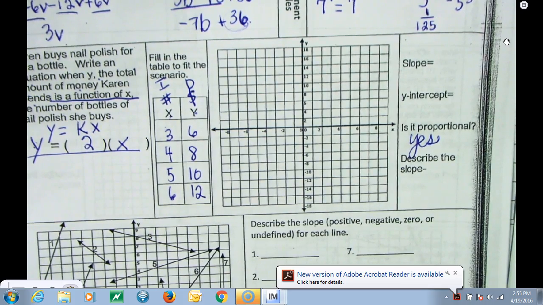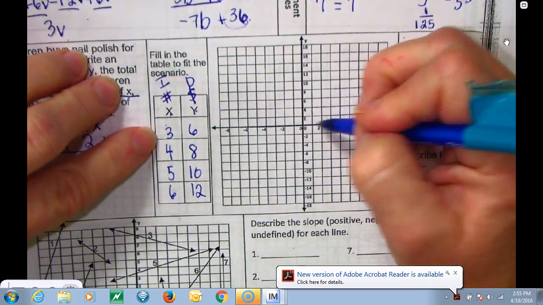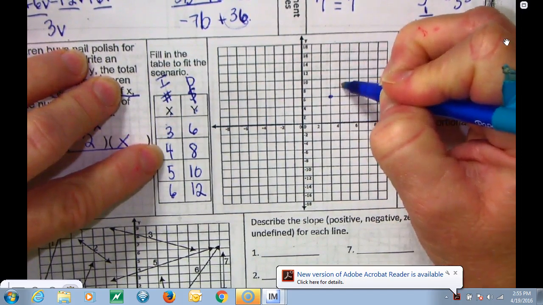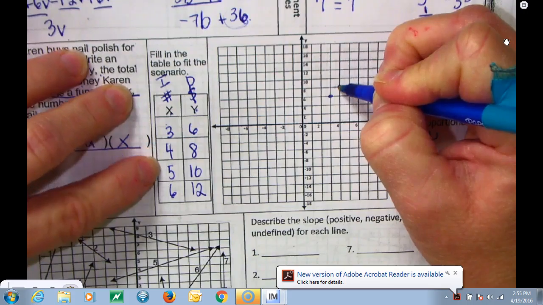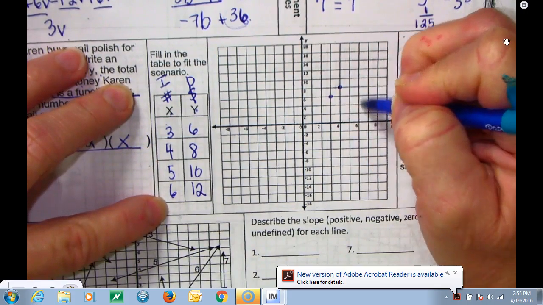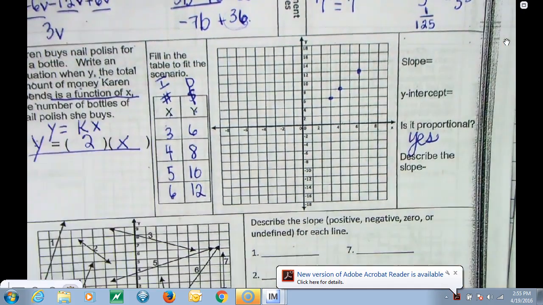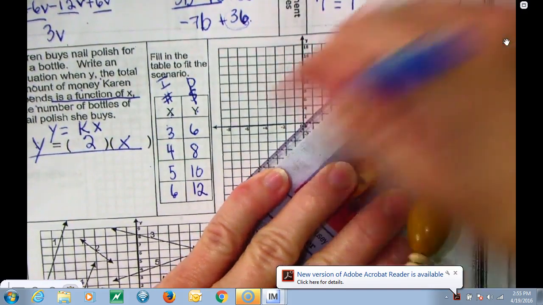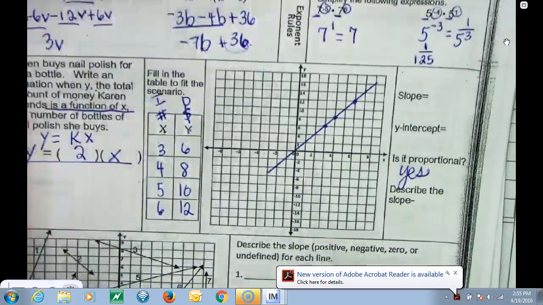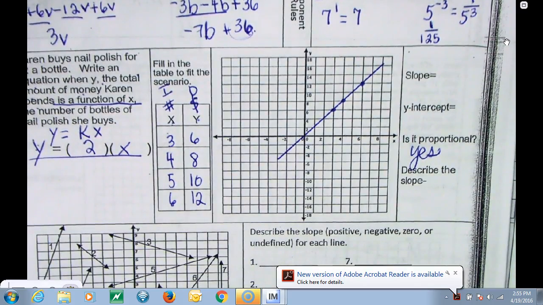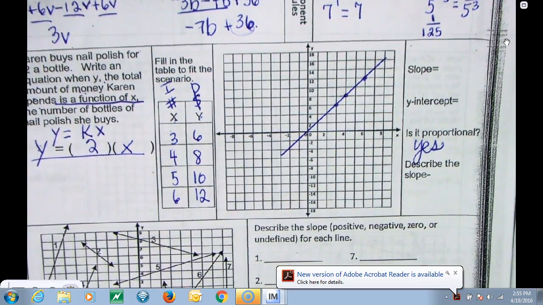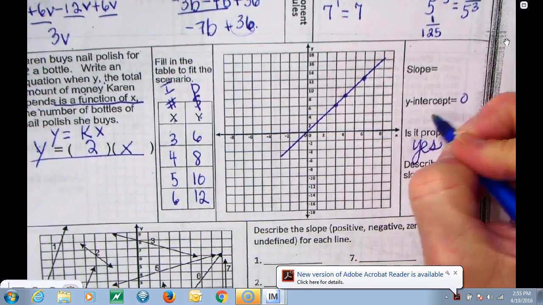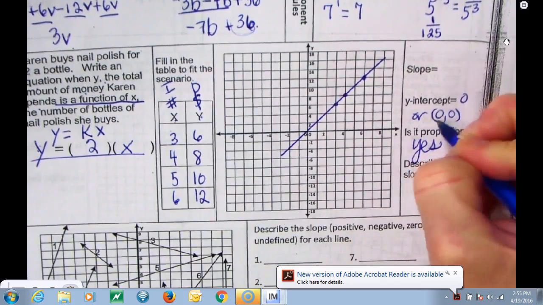I tell you what, let's go ahead and finish this because I need to put it on the video anyway. So let's graph 3, 6, 4, 8, and I'm going to do 6, 12. Draw my line. We already know it has to go through 0, 0 because it's proportional. Hey, what's the y-intercept? Yep, it's 0, or you could put 0, 0.